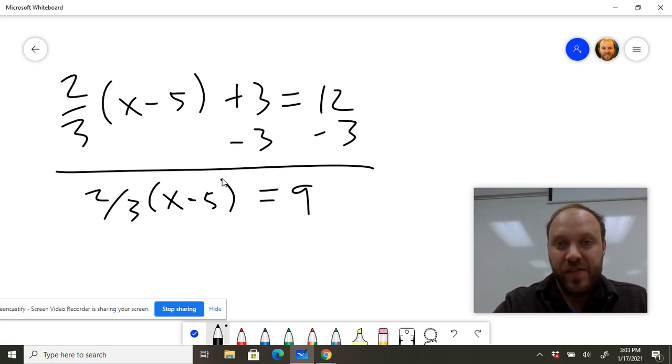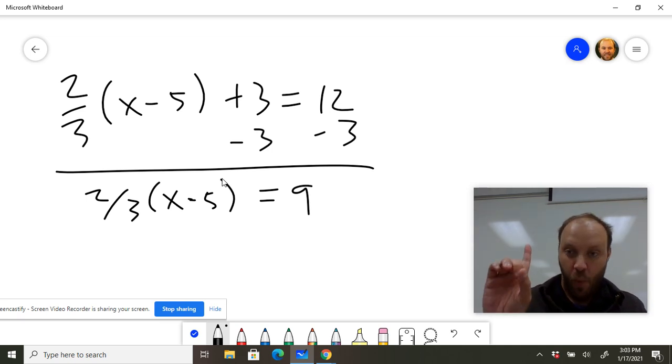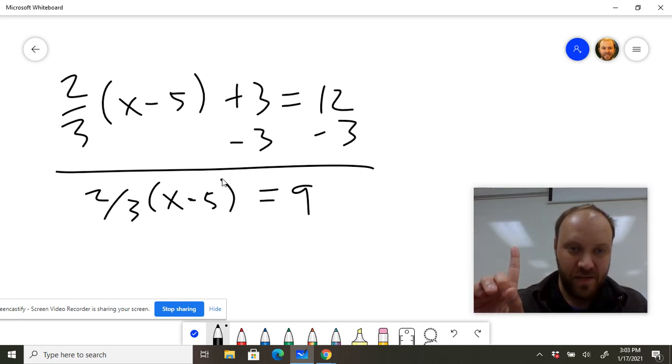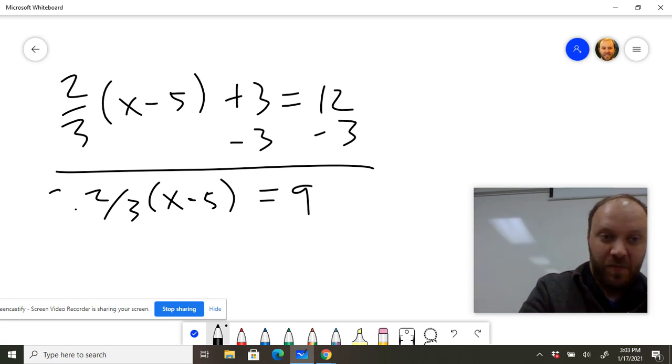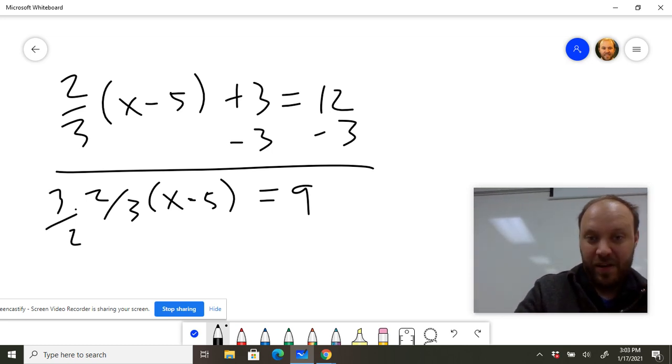Dividing by fractions is the same thing as multiplying by the reciprocal. So the same thing as multiplying by 3/2. I talked in class about the idea that if you multiply a fraction by its reciprocal, you get 1. So I would like 1 x minus 5 term there. So the way I usually think of it is I'm going to multiply this side by the reciprocal, and I'm going to balance it by multiplying the other side by the reciprocal.